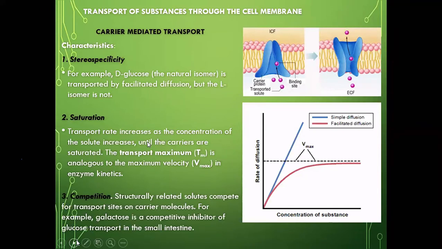So, characteristics of a mediated transport. One is stereospecificity, just like a key and lock. Very specific. For example, the D-glucose, the natural isomer of glucose, is transported by facilitated diffusion, but the L-isomer is not.